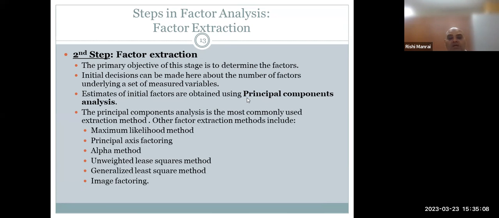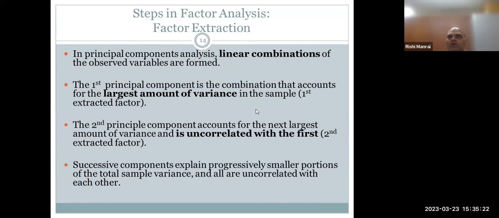Besides them, there can be other methods, for example, maximum likelihood method or principal axis factoring method, etc., which are used. But in this particular session, we will be doing principal component analysis only. If you look into the published research papers based on factor analysis, you will find that the majority of them, in fact, I have never seen any research paper in my entire career which is published using a method other than principal component analysis. So we will be doing the same method.